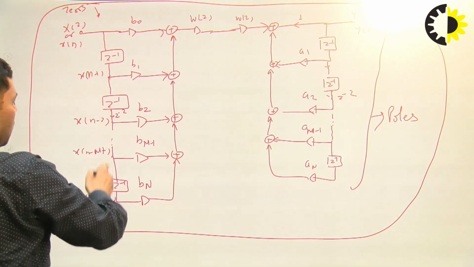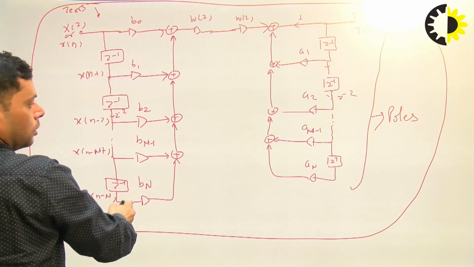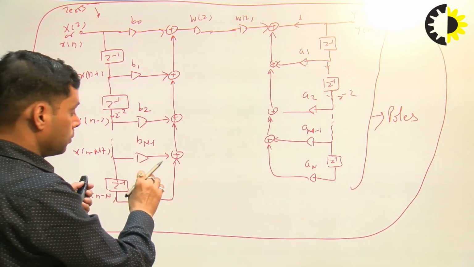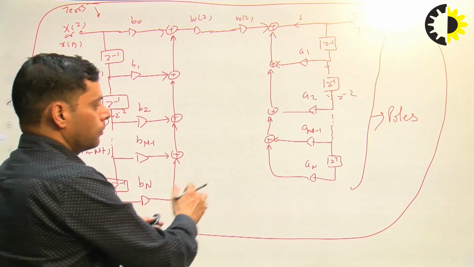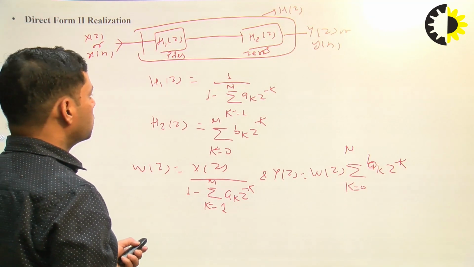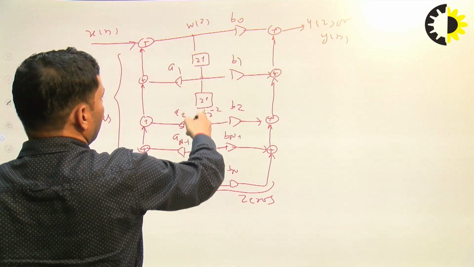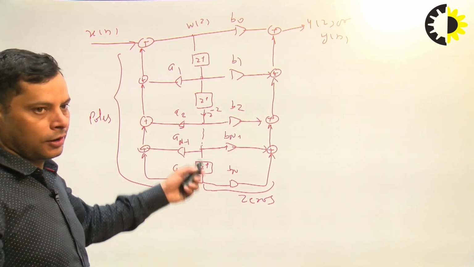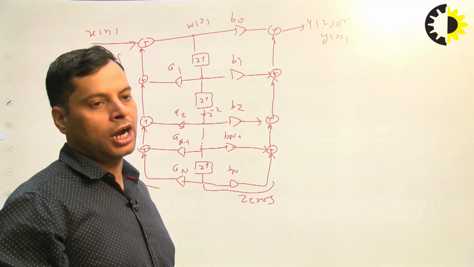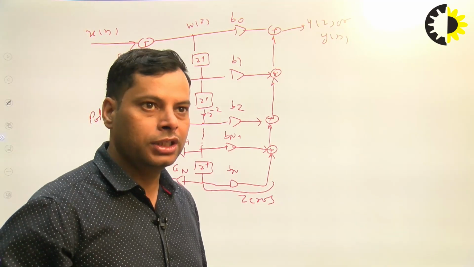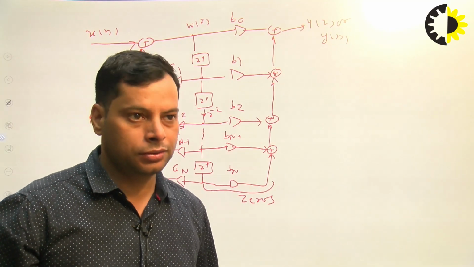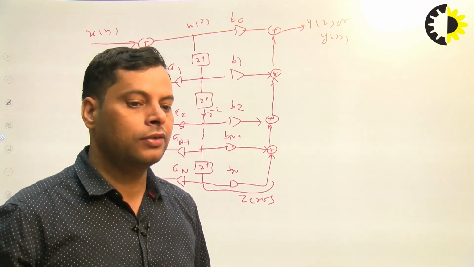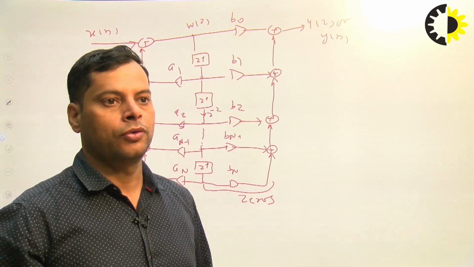The memory elements, the z inverse, were separately designed for the zeros part and the poles part, but in this direct form 2, the requirement of memory elements or z inverse becomes half. So, in this way the hardware complexity will reduce. So, the direct form 2 realization is an effective method for the realization of any IIR filter in comparison to the direct form 1 method.